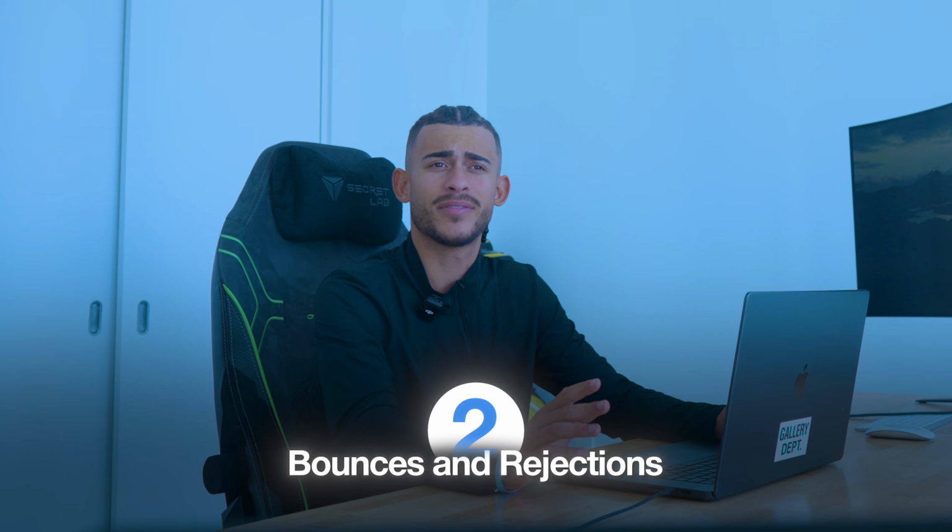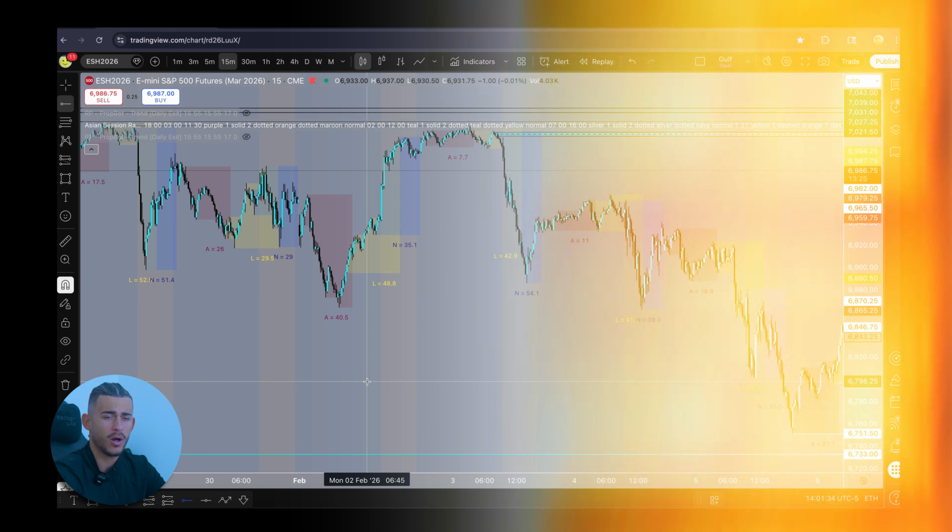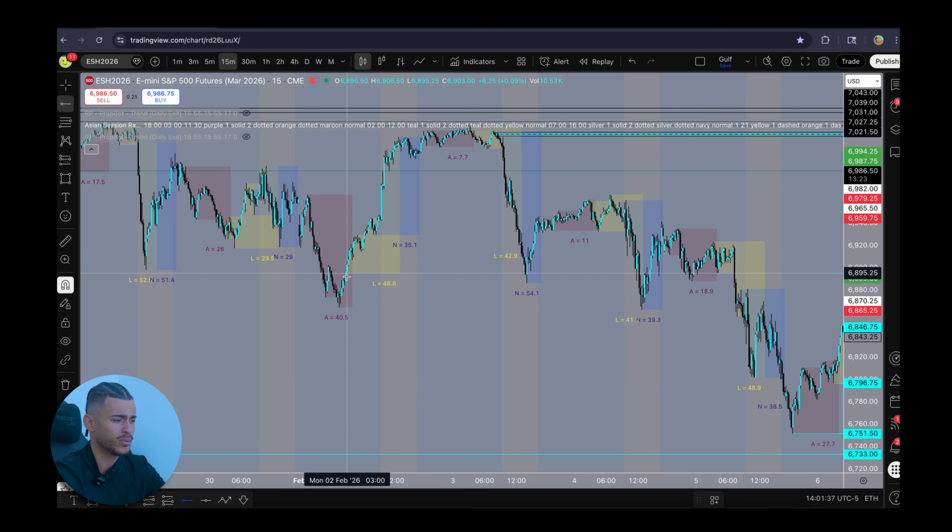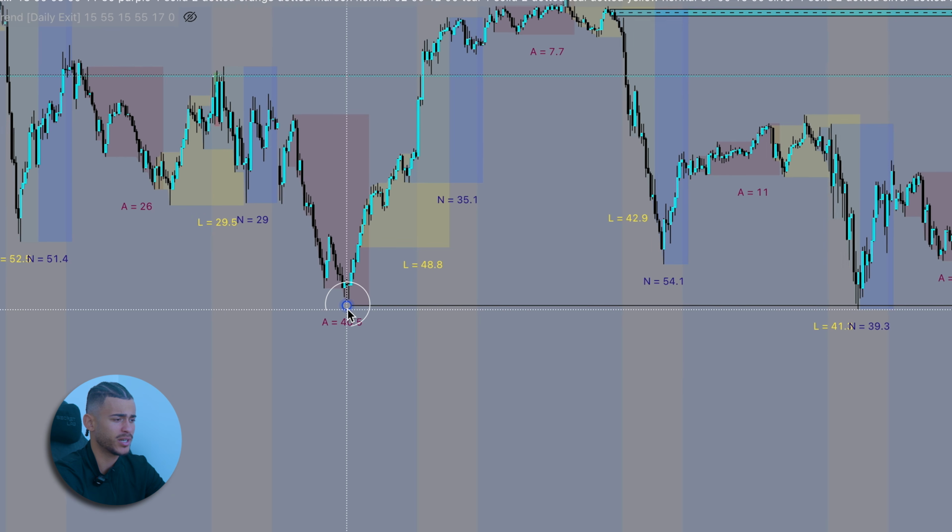All right, everyone, this next setup that I'm going to teach you is called a bounce off of an untested low, and I love this setup because it is so incredibly simple. All we're doing is we are looking at our lows and we are seeing which lows have been tested, and we are gonna be trading this day.